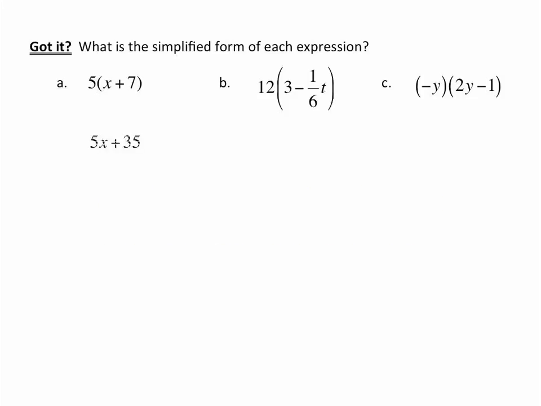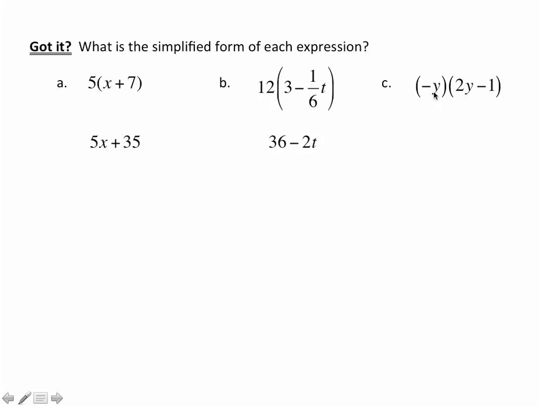Okay? Well, welcome back. If you give the 5 away here, you'd wind up with 5x plus 35. I give the 12 away here. I had 12 times 3, which is 36. 12 times 1/6 is 2. 1/6 of 12 is 2. So I would have 36 minus 2t.